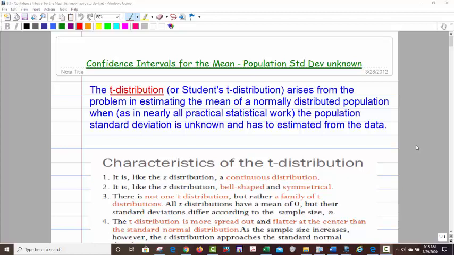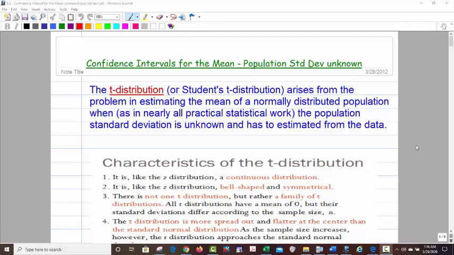Hello, this video is confidence intervals for the mean, population standard deviation unknown. So we've had a previous confidence interval section where the population standard deviation was known. Now we're just going to have the sample standard deviation, which is probably what you would have in most cases anyway. Now we have a new type of distribution called the t-distribution, also known as the student's t-distribution.